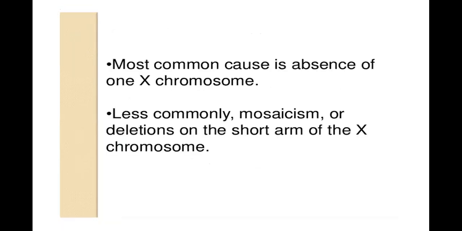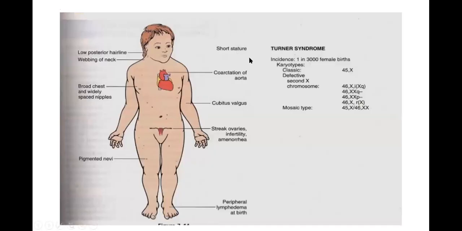The most common cause is the absence of one X chromosome. Less commonly, mosaicism or deletions on the short arm of the X chromosome are seen. Either there is only one X chromosome, or there can be mosaicism or deletions in the short arm of one of the X chromosomes. Okay, so this is Turner syndrome.